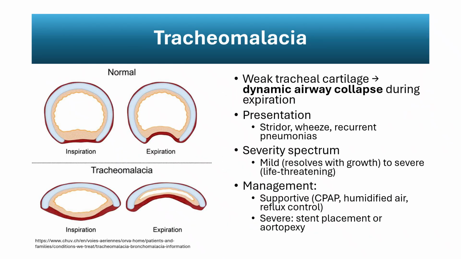Tracheomalacia results from structural weakness of the tracheal cartilage, leading to dynamic collapse of the airway during expiration. This collapse increases airway resistance, producing stridor, wheezing, and intermittent cyanosis, especially during crying, feeding, or respiratory infections. The spectrum ranges from mild cases, which may be asymptomatic or improve as cartilage strengthens with growth, to severe cases causing life-threatening airway obstruction. Underlying causes include congenital malformation of the tracheal rings or external compression by vascular structures.